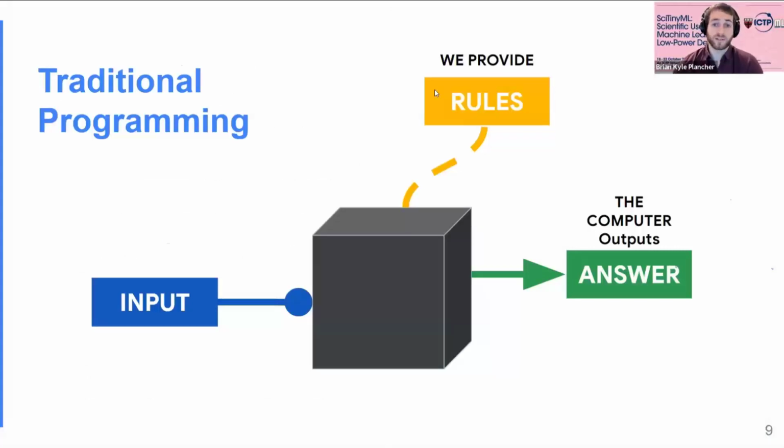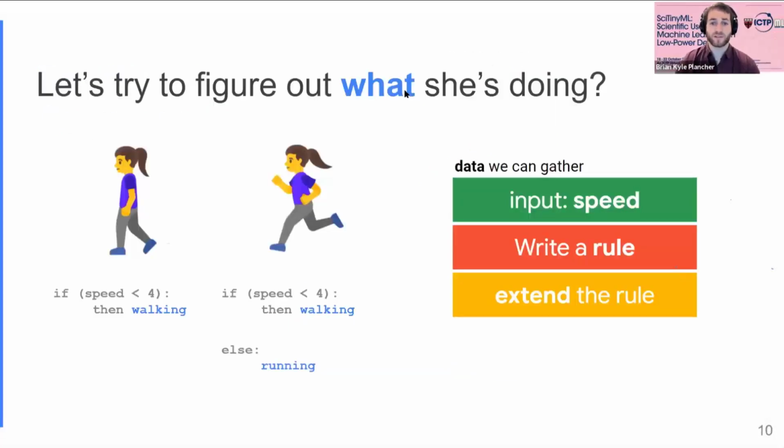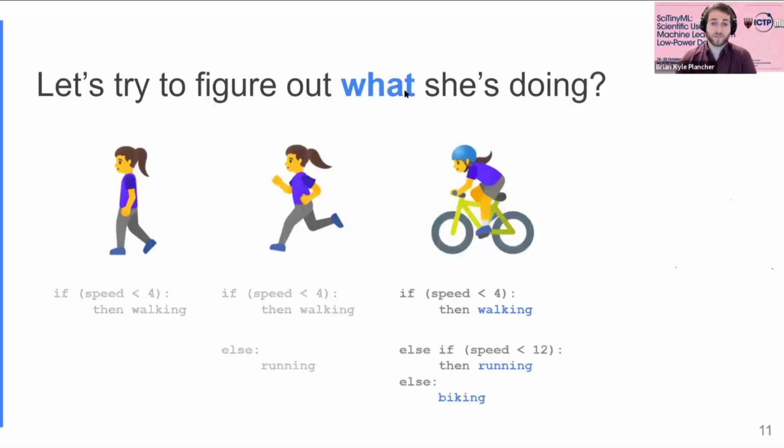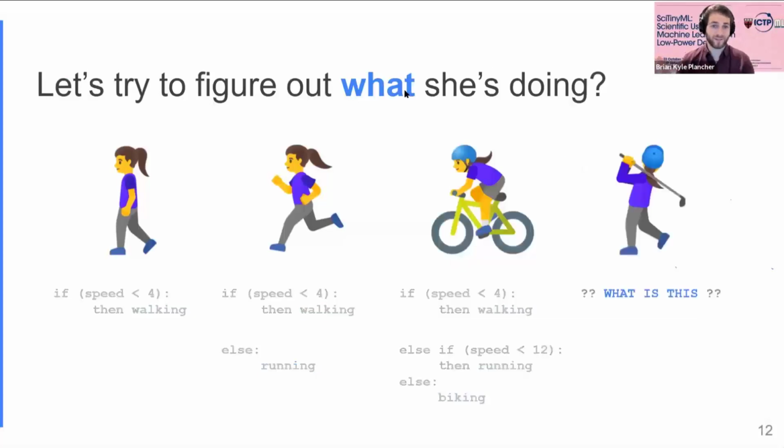Summarizing Lawrence from yesterday, remember traditional programming: we decide the rules, we get an input, and the computer gives us an output. As Lawrence was saying, this can start to get out of hand. Let's say you're trying to distinguish between walking and running. This makes sense: if you're over a certain speed, then maybe you're running. Then we add biking, which is over another speed, and then suddenly we add golf, and I don't really know how to start to differentiate. For some of these problems, it ends up being very challenging to manually write down all of the rules.